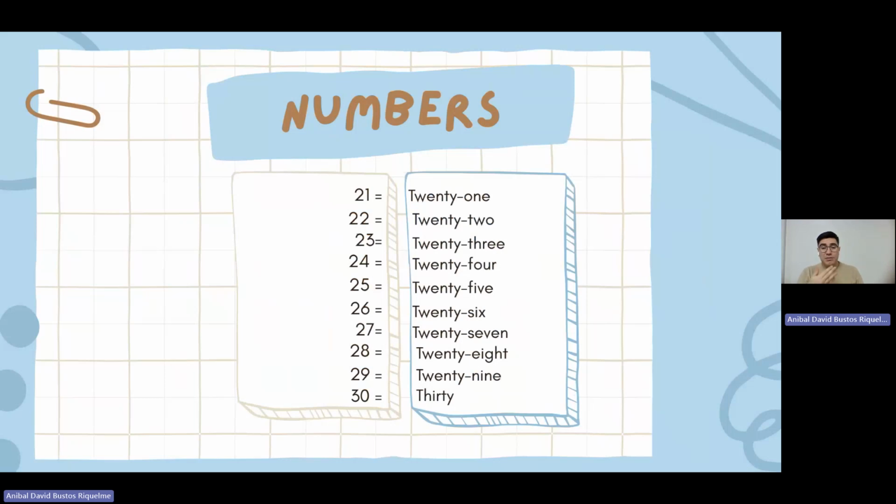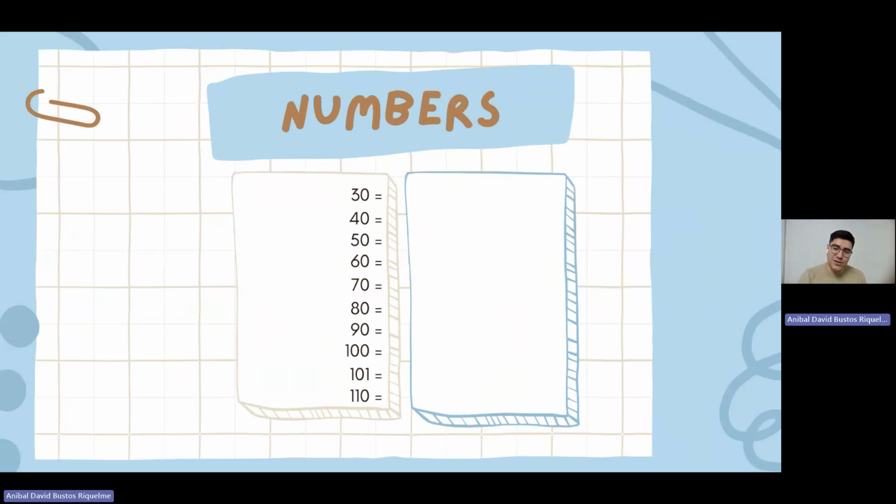So now the numbers have the same logic, the same exact logic. If we want to say 31, we know 30 is 30, so 31 would be 31. And then 32 would be 32. It's the same logic. So what we need to know now is these numbers.